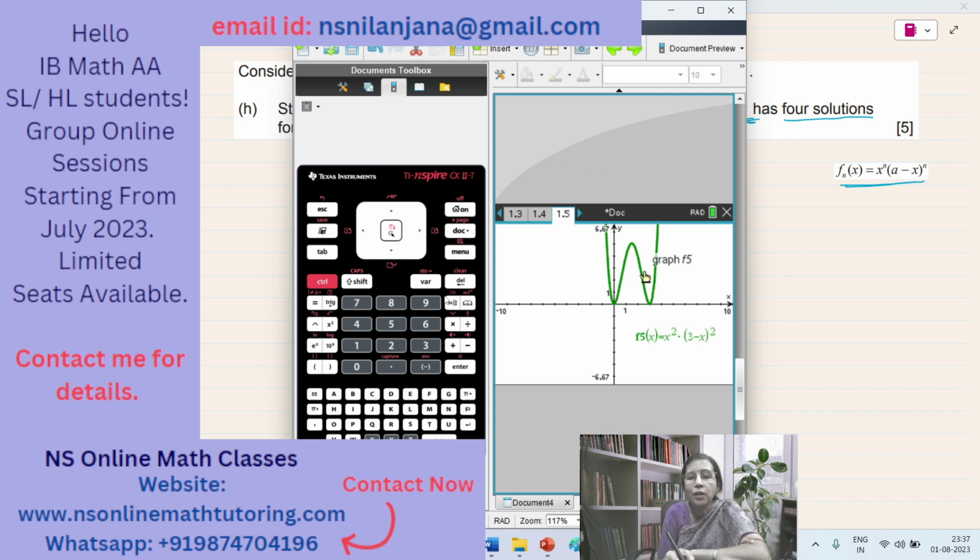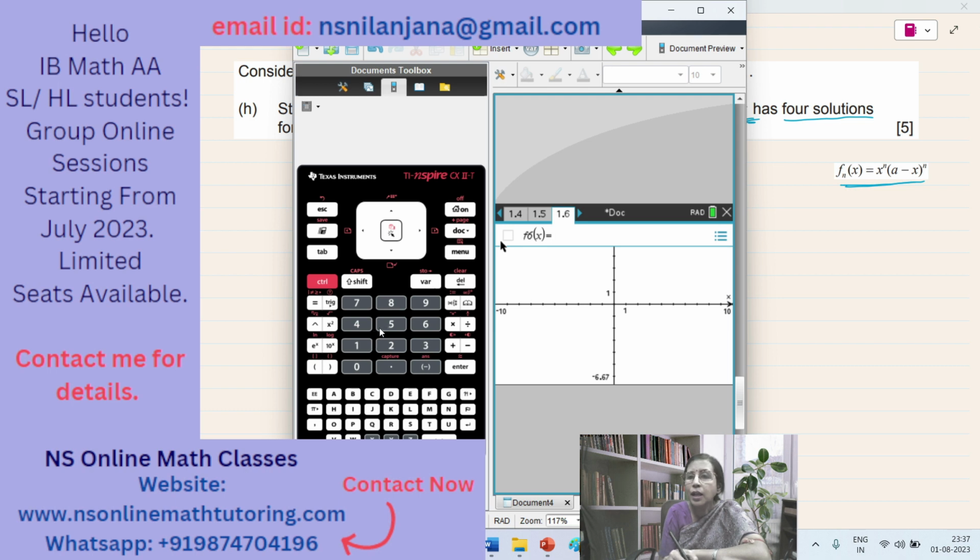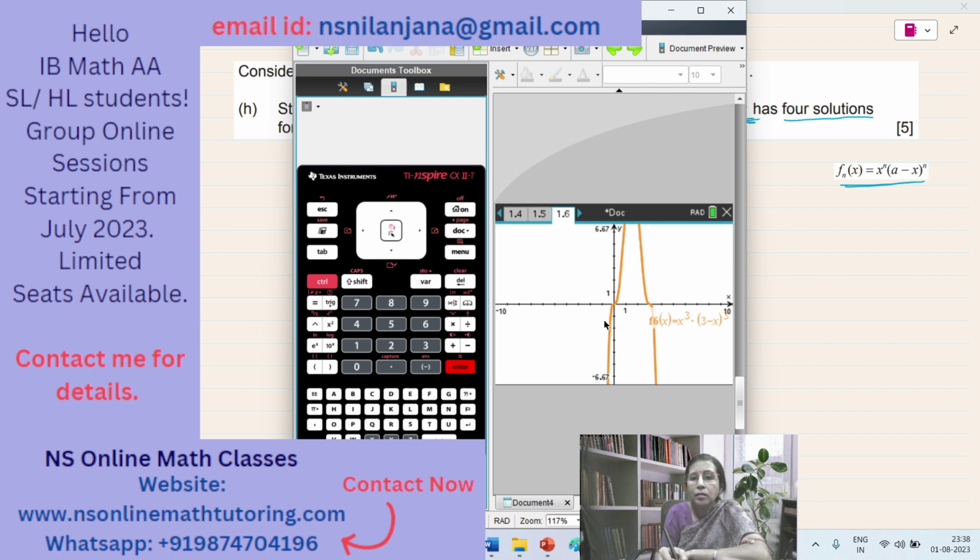And if you want to check for the odd power also, then let us go to the next graph sheet, and we will be taking x to the power of 3 times 3 minus x to the power of 3. And okay, over here the points of inflection are not so very well defined. Let me just change the graph settings.